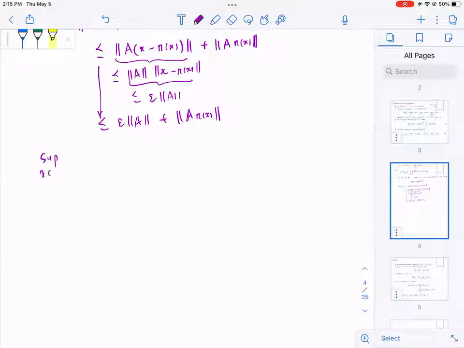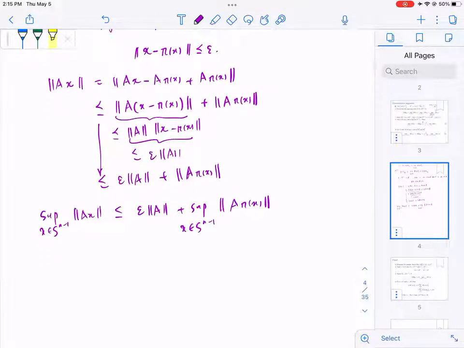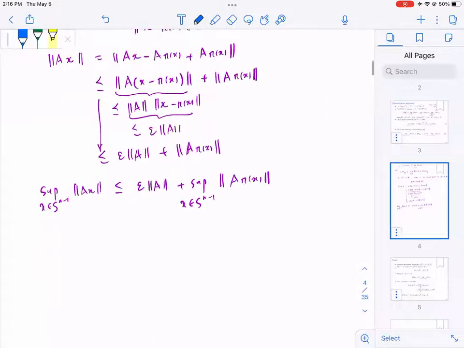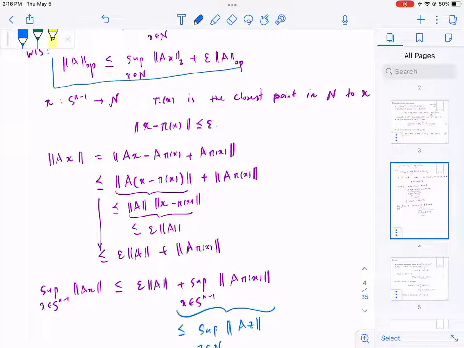So take supremum. Okay. And then I get epsilon times the operator norm of A plus sup over x in S^(n-1). So what should we do next? Yeah, so that's the case. So this is like sup over, as x varies in S^(n-1), this pi x is just going to vary in N. To be precise, it's less than or equal. Let's call this z in N, the norm of A z. Okay, and that's the result I wanted to prove, which is this guy basically. Okay, so this is an operator norm.